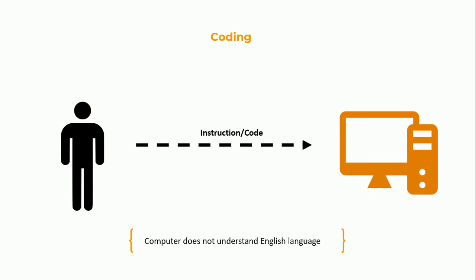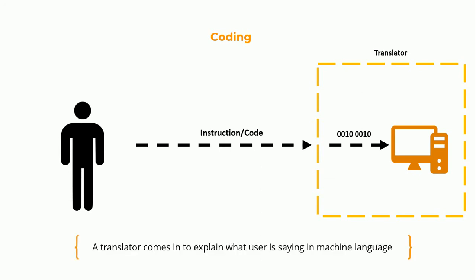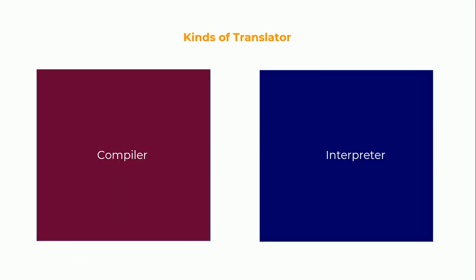So a man tries to speak with a machine speaking the English language. Basically, it doesn't work. So we need a translator just like in the church. And we get a translator. The translator converts whatever the man is saying into the machine language, because that's the only thing that the computer understands, and then the computer will get it. So a translator comes in to explain what the human is saying into machine language.